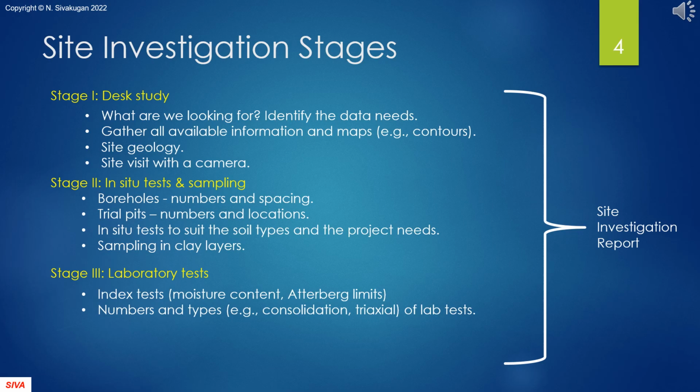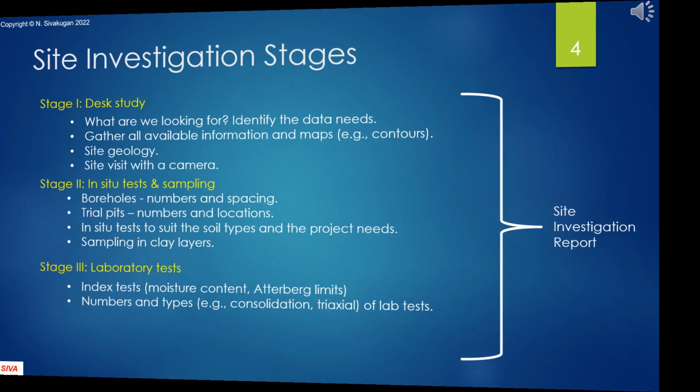Site investigation is carried out in 3 stages. Stage 1 is the desk study, where we try to get all possible information pertaining to the site, at negligible cost. This includes collecting existing maps and reports, and a site visit with a camera. Stage 2 is the mobilization of the drill rig, carrying out in situ tests, and collecting soil samples. Stage 3 is the laboratory tests on the samples collected from the field. The findings from the 3 stages are summarized in the site investigation report submitted to the client.